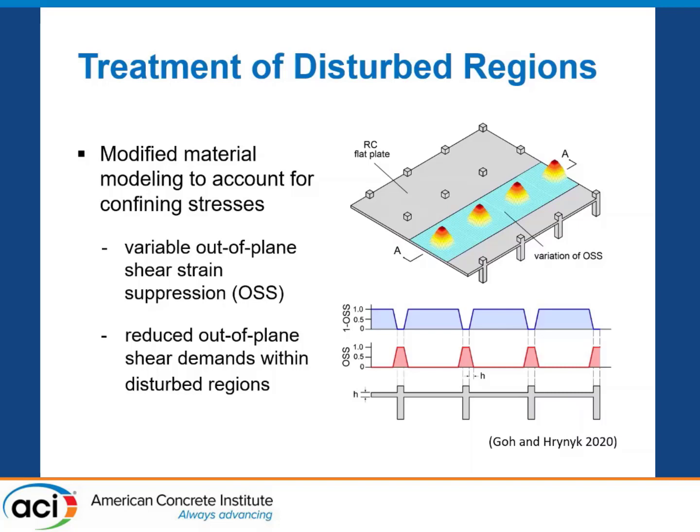This was part of a prior study, and we showed that it worked pretty well. And we don't fully suppress it. It's a linear variation of suppression. When you're directly at the column face, it's fully suppressed, and as you move a distance h away from that column face, it's a linear reduction in how much suppression. So once you get h away from the column, there's no suppression of these through-thickness shear strains.